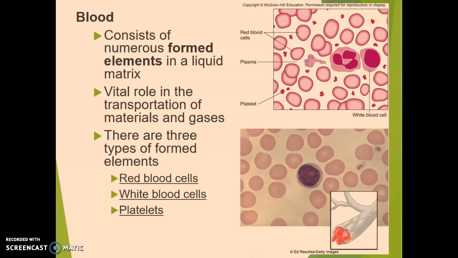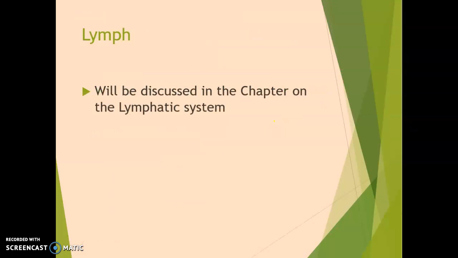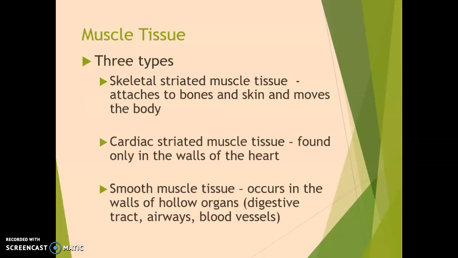So I left off at blood and talking about knowing the difference between red blood cells, white blood cells, and platelets. You can see the red blood cells here. This is what a white blood cell will look like. So here, and then the platelets. Lymph is actually discussed in the chapter on the lymphatic system, so I'm not going to require you to know all about lymph. Just make sure you read and define lymph.